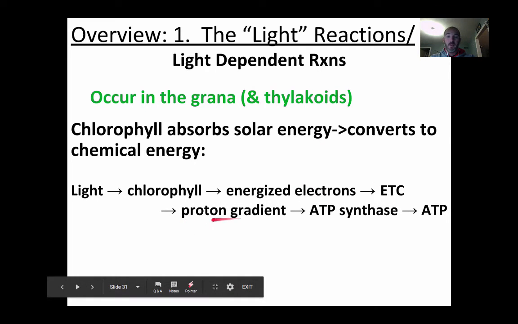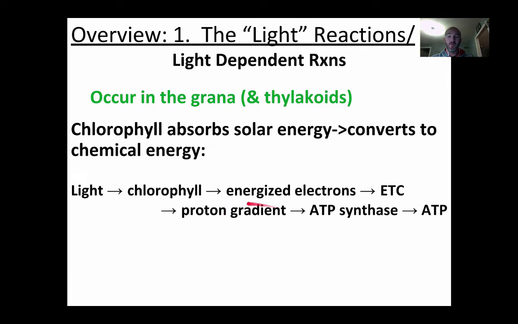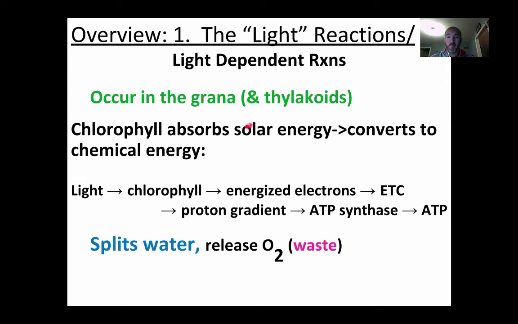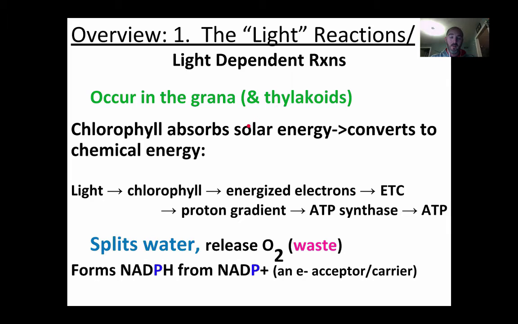Ultimately, we'll be looking at a growing proton gradient. H plus ions will build up inside the thylakoid, and they will want to diffuse out. When they do, they move through a protein channel attached to ATP synthase, which can ultimately create ATP. So that's one of the outcomes of the light reaction. In general, what we're looking to do is split water and release O2, or oxygen gas, which is a byproduct, a waste of sorts. And then it forms NADPH from NADP+.